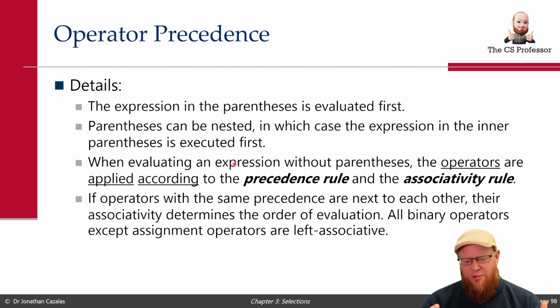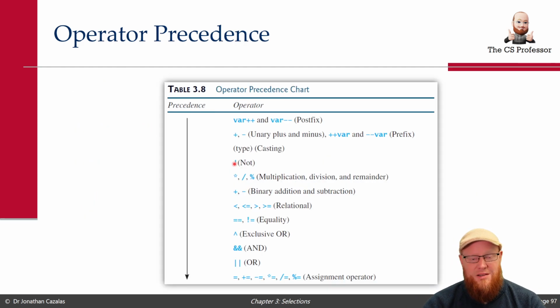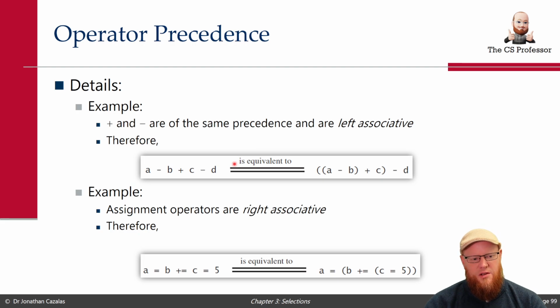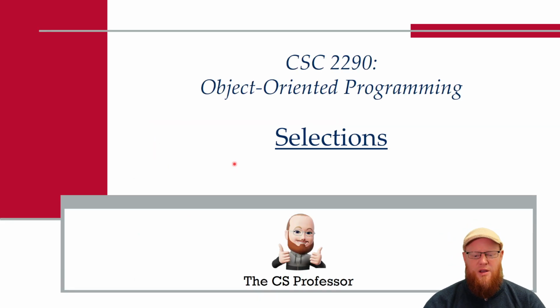So if you have two operators on the same level, for example plus and minus, which one is evaluated first, the plus or the minus? If they're within the same block, the same level of parentheses, we have the left associative rule. We go from left to right. All binary operators except the assignment ones are left associative. So here are some examples of operator precedence.